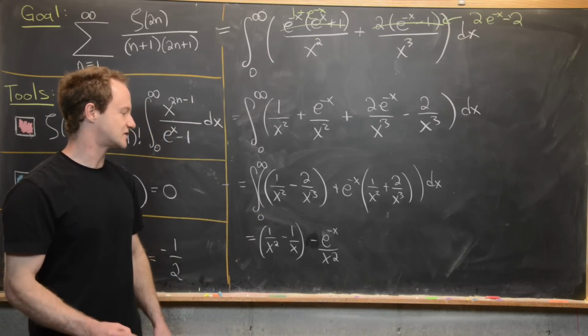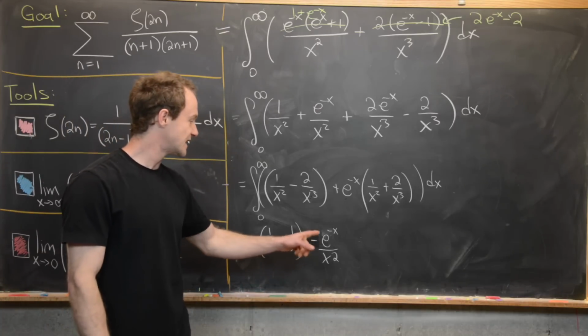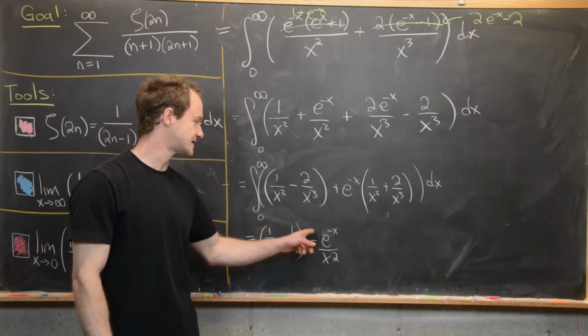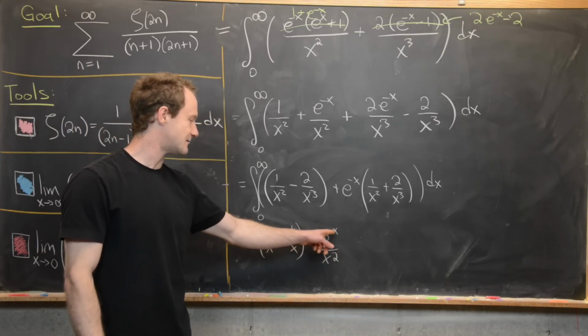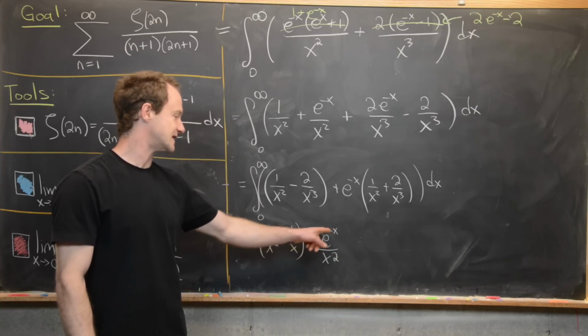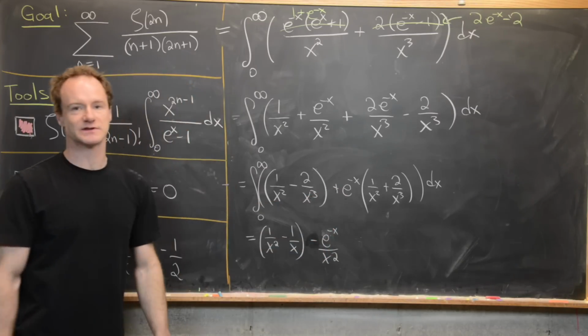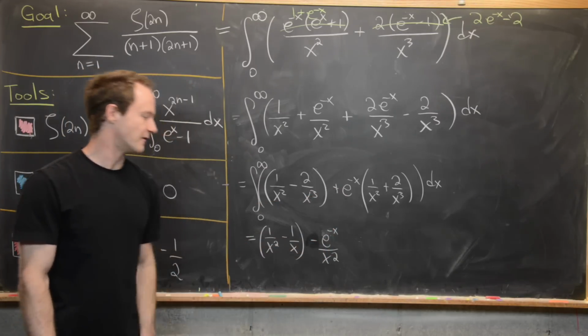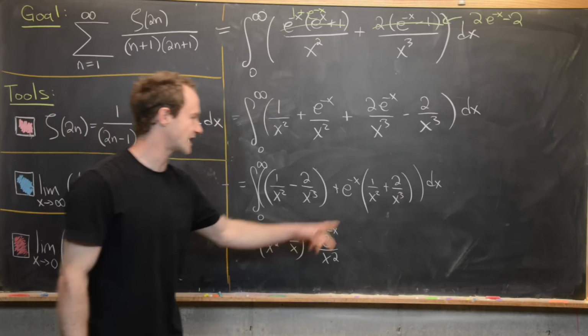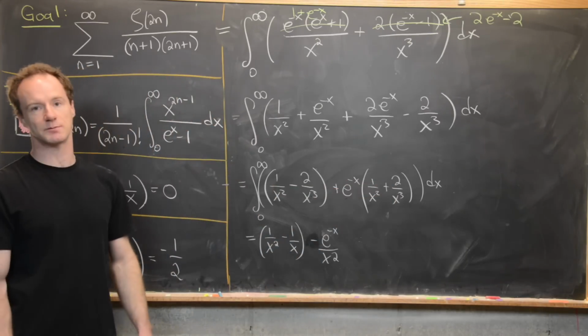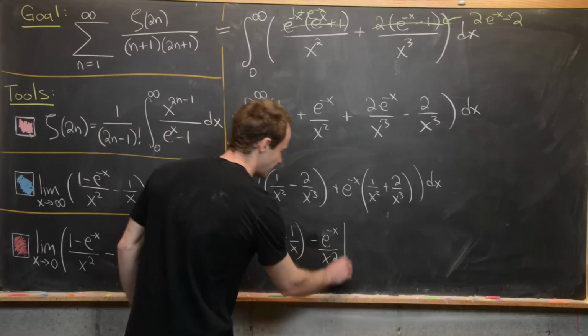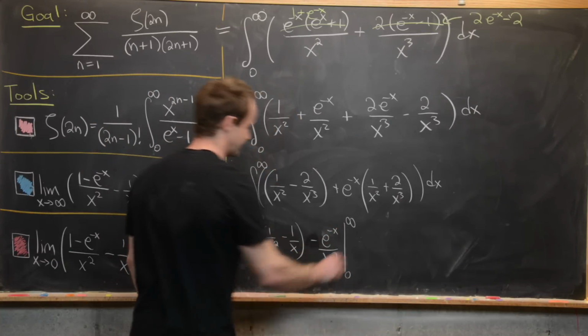So let's just go ahead and talk our way through that. So notice if we take the derivative of this, the derivative of e to the minus x is minus e to the minus x, so that's why that becomes a plus. And then the derivative of 1 over x squared is 2 over x cubed, so that gives us that other term. Great. And then we need to evaluate this from 0 to infinity.